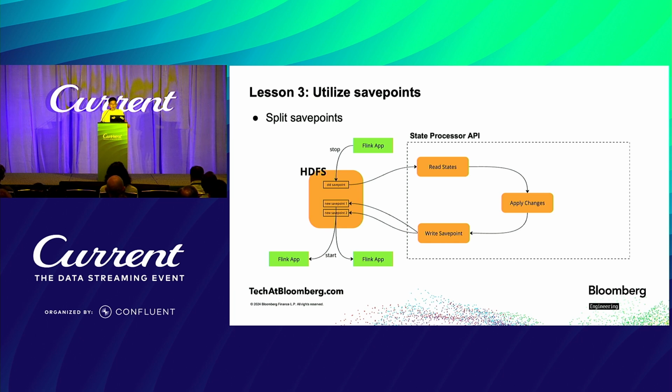Right, so these are basically the four use cases that we had with the state processor API.